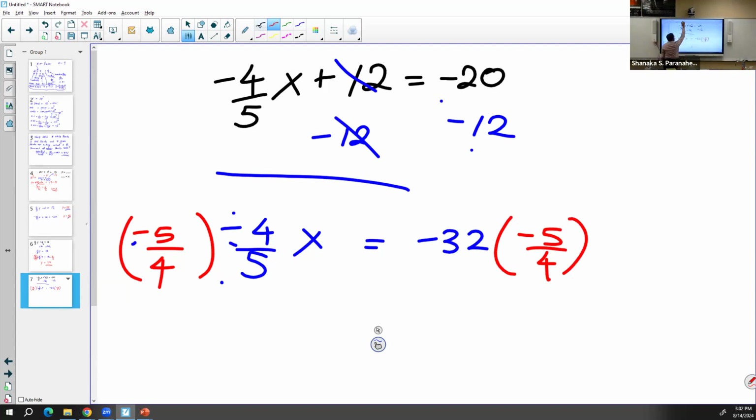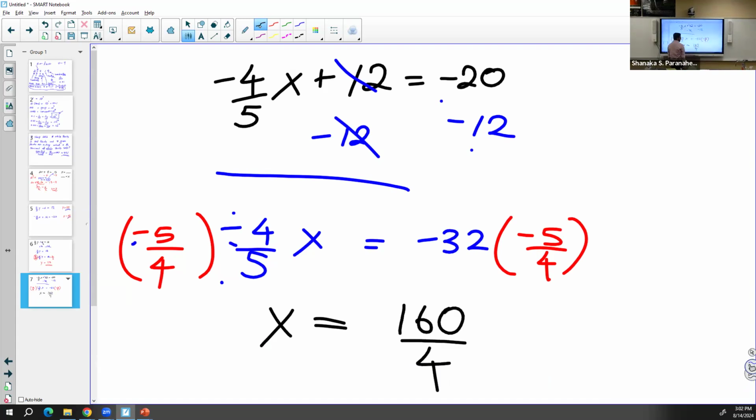So it's going to be x. The other side is going to be negative times negative, answer is positive. So 32 times 5 is going to be 160. 160 divided by 4 is 40. Any questions?